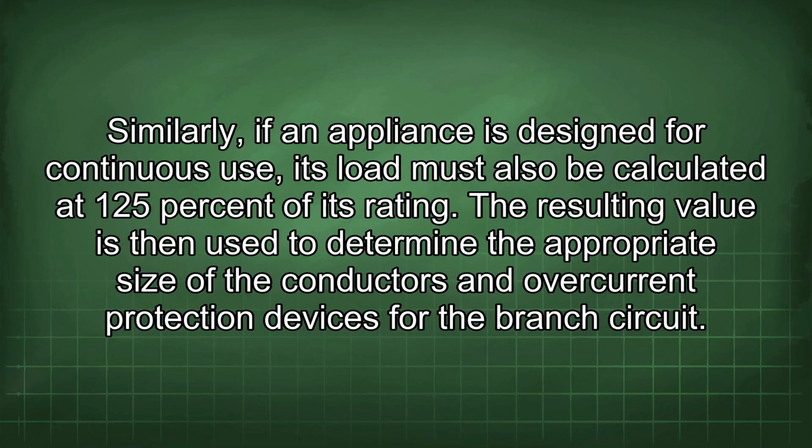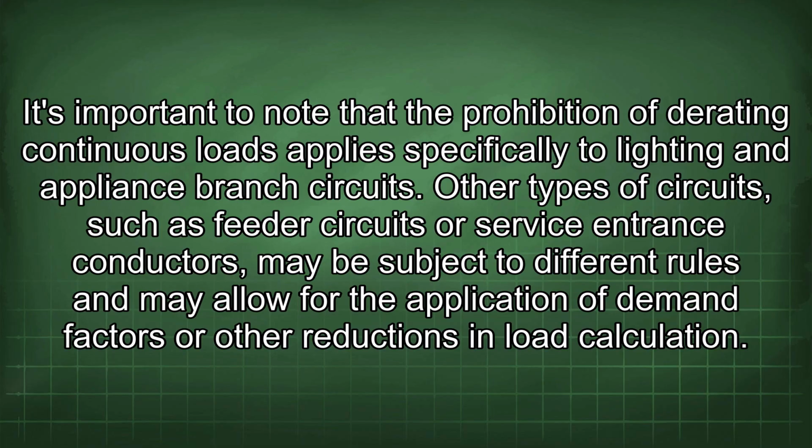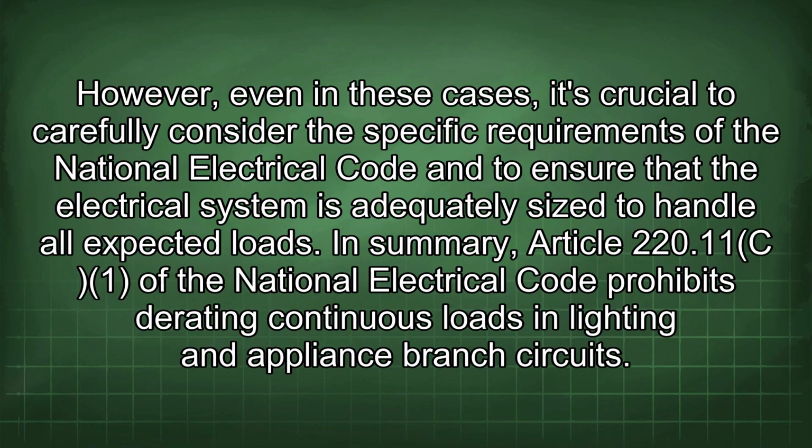branch circuit. It's important to note that the prohibition of derating continuous loads applies specifically to lighting and appliance branch circuits. Other types of circuits, such as feeder circuits or service entrance conductors, may be subject to different rules and may allow for the application of demand factors or other reductions in load calculation. However, even in these cases, it's crucial to carefully consider the specific requirements of the National Electrical Code and to ensure that the electrical system is adequately sized to handle all expected loads.